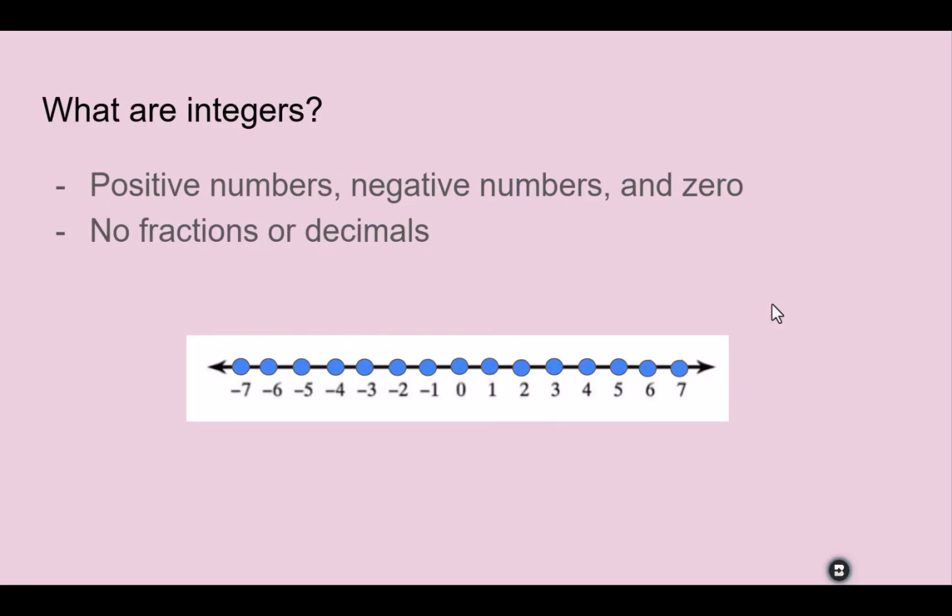Integers are positive numbers, negative numbers, and zero, which is neither positive nor negative. But we don't include any fractions or decimals. So you can see the integers from -7 through 7, although they do go infinitely towards the negatives and towards the positives. You can see those all represented by the dots on this number line.